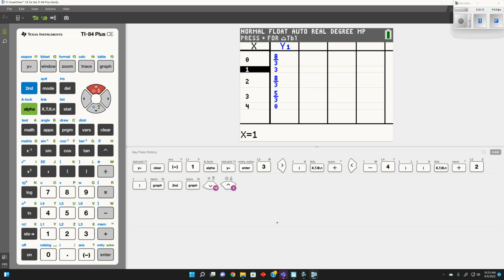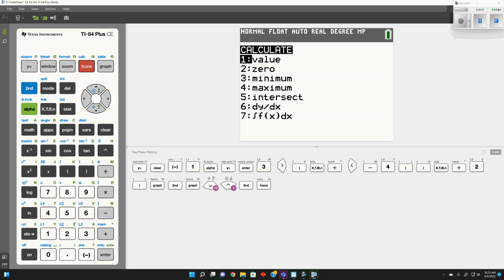Now, I will show you this other feature. If you notice above trace, it says calc. And it's not standing for calculator, it's calculate. So if we go second trace for calculate, these are the ones we can do. The first one's value, the second one is 0. The third one is minimum, the fourth one's maximum. The fifth one's intersection. So if we're looking at 2 or more equations that we've graphed, where do they cross? Where do they intersect? The sixth one is dy by dx, kind of talking about derivatives. And the last one is integrating, integrals.